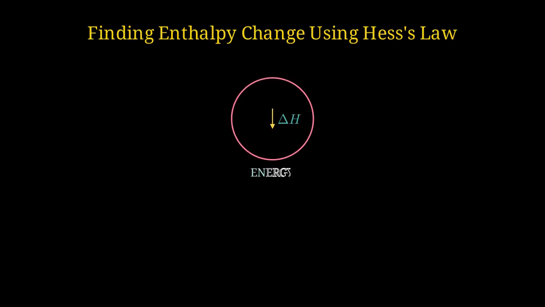Let's learn how to find enthalpy change for a reaction using Hess's law and given thermochemical equations. Enthalpy change tells us how much energy is released or absorbed in a chemical reaction. First, let's identify what we're trying to find and what information we have.